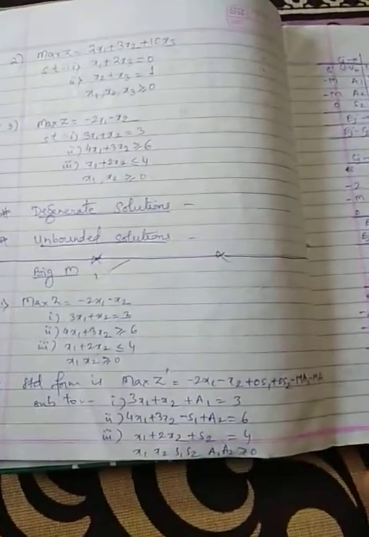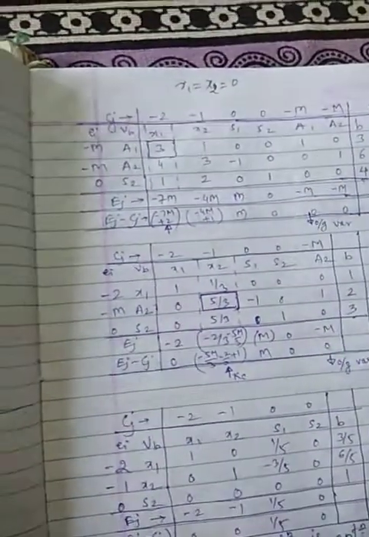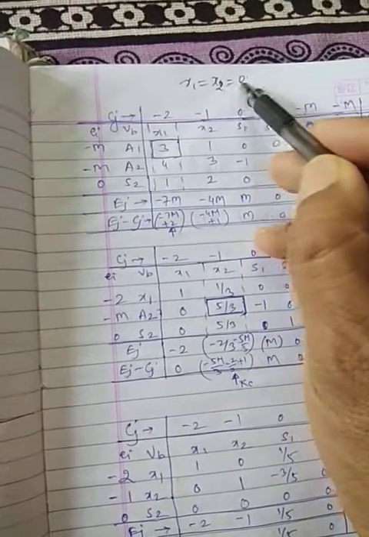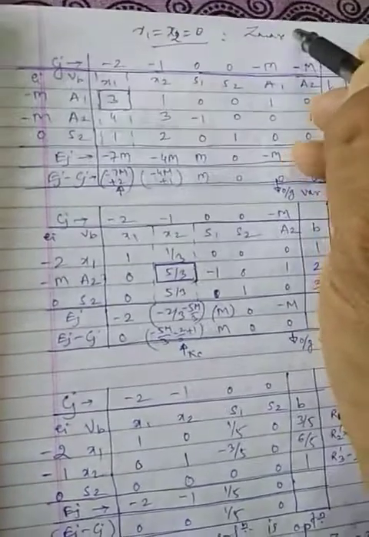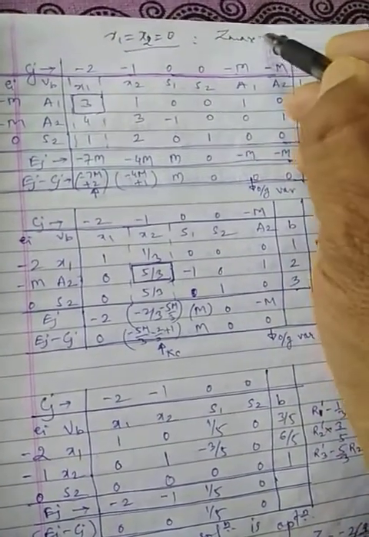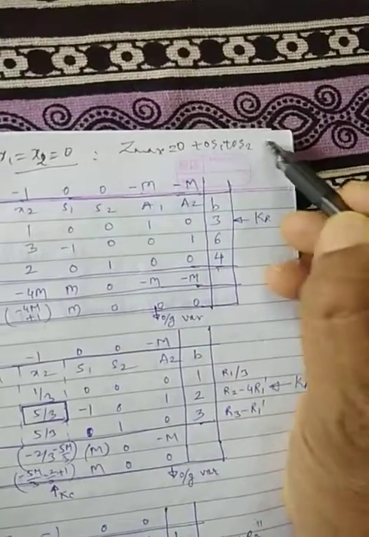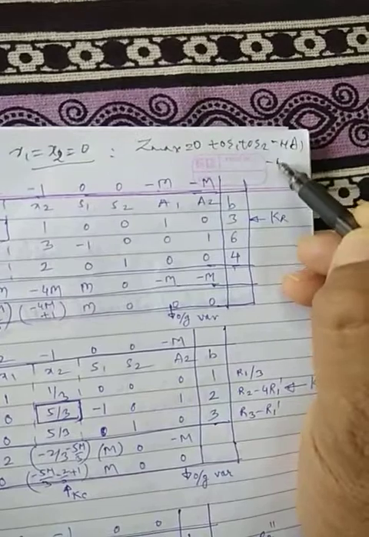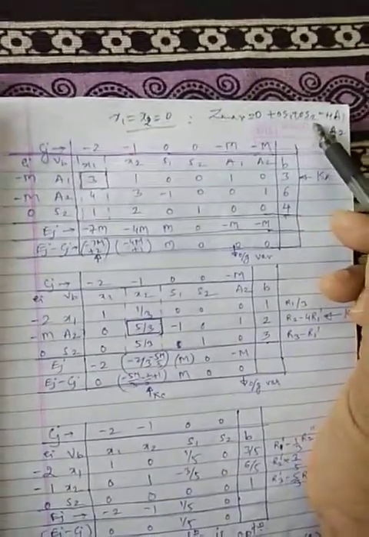Now, after this, we have to assume. So the big M method also starts with an assumption. By assuming x1 is equal to x2 is equal to 0, the decision variables x1, x2 are assumed as 0. If you assume this value as 0, we get z maximum is equal to 0 plus 0 s1 plus 0 s2 minus M a1 minus M a2. Okay, so what is this: 0 s1, 0 s2, minus M a1?